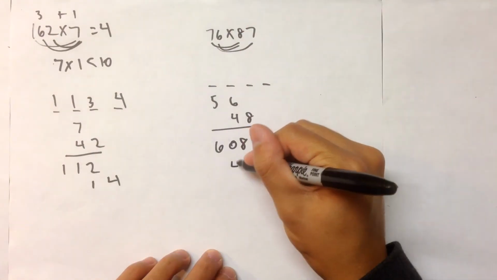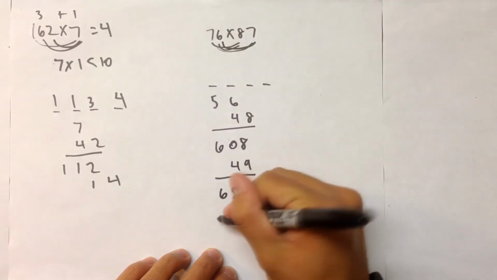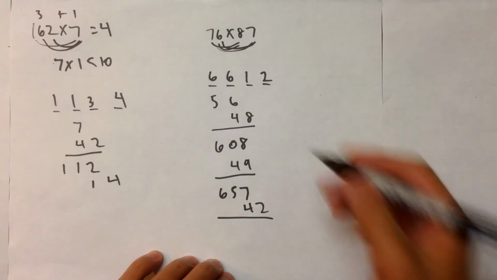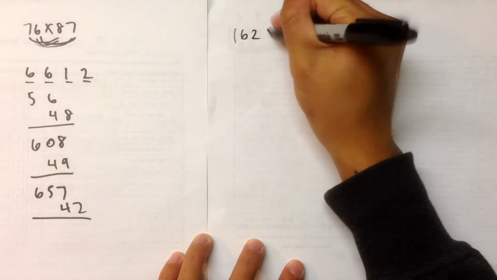7 times 7, 49. Add that to 608, 657. Finally, 6 times 7 is 42. So you add that where we left off, 6,612. If we had a third digit to multiply, then we'd start 1 to the right of where we started 7 times 7, so 2 from the left. And finally, we're ready for 162 times 87.